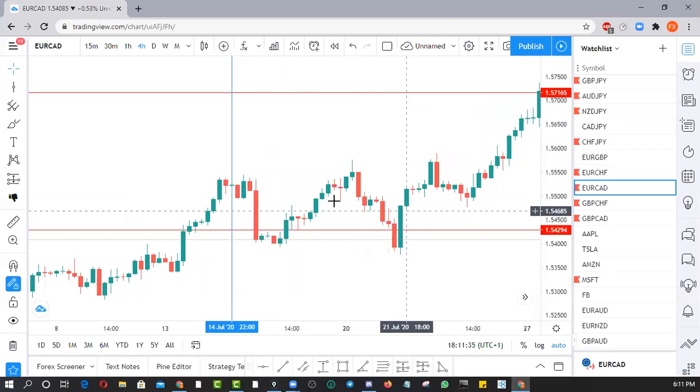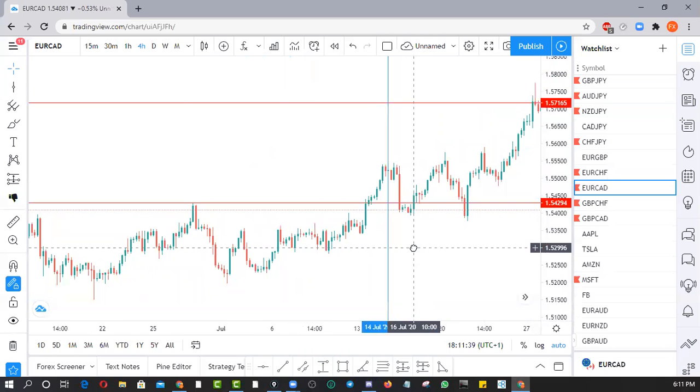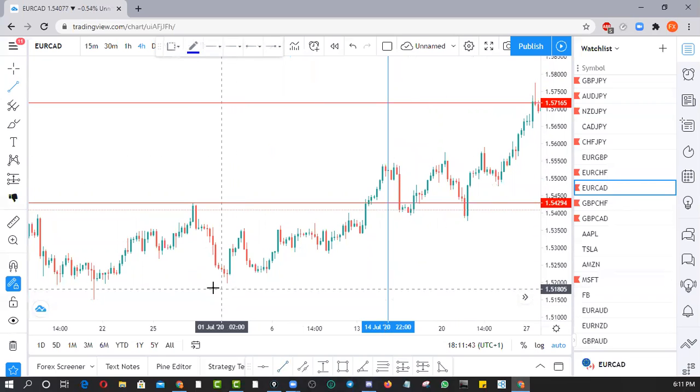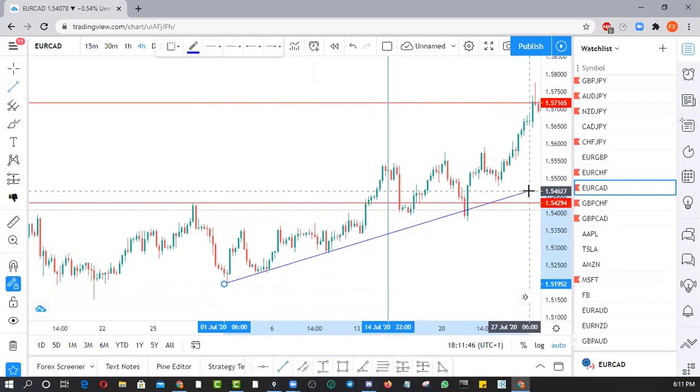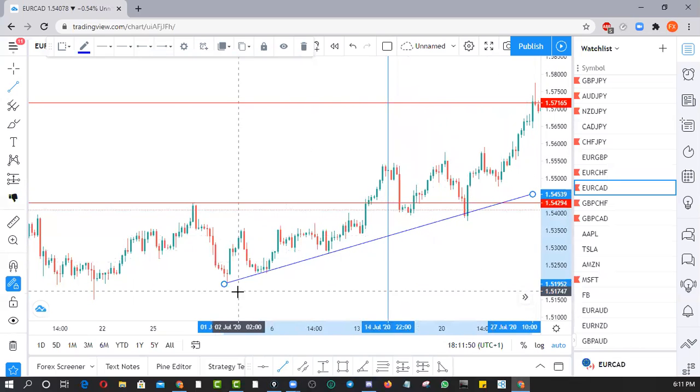So the sentiment right here, the selling sentiment right here, is changing. And if you should try and implement a trend line from the swing right there to here, you're going to see that price is not yet done breaking through the dynamic trend line.